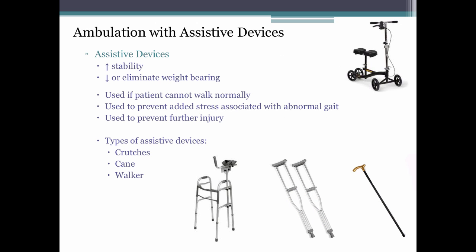So let's switch gears to ambulation with assistive devices. The goal of an assistive device is to increase stability and to decrease or eliminate weight bearing. It's used if the athlete or patient has an antalgic gait pattern, if they cannot walk normally. It's to prevent stress associated with abnormal gait. So our goal with using an assistive device is for them to walk as normally as possible. And then lastly, we want to prevent further injury.